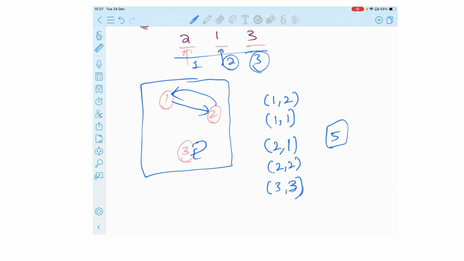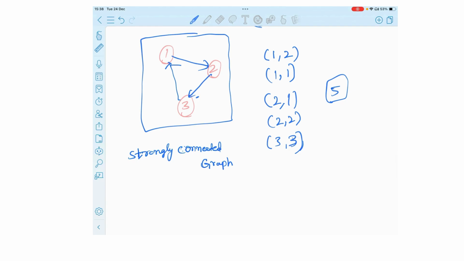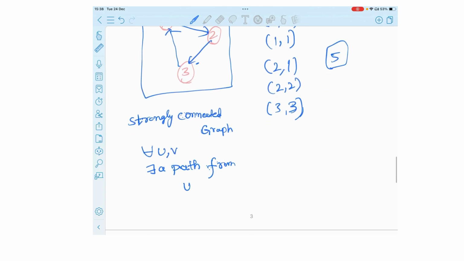If I just change the destination of 2 to 3 and the destination of 3 to 1, you can see that we have formed a strongly connected graph. What do I mean by strongly connected graph? For every vertices u and v that are in the graph, there exists a path from u to v.